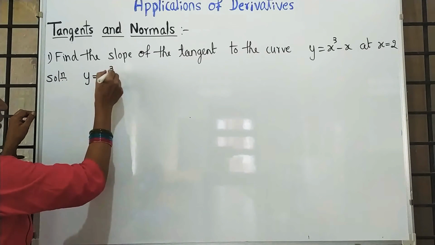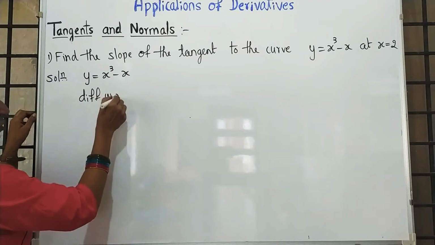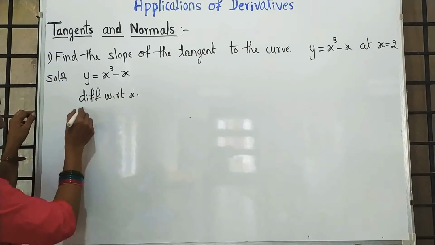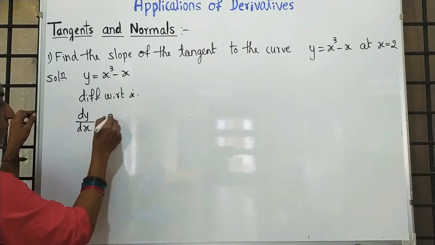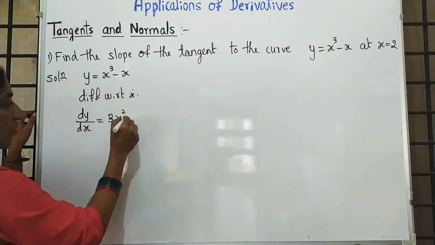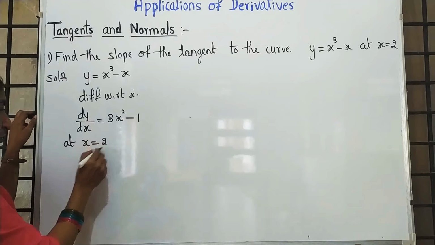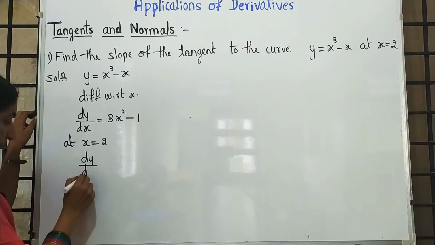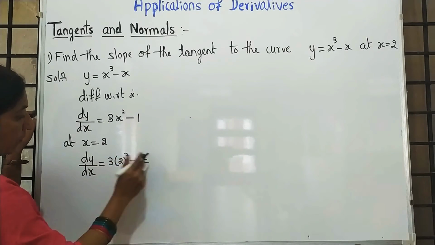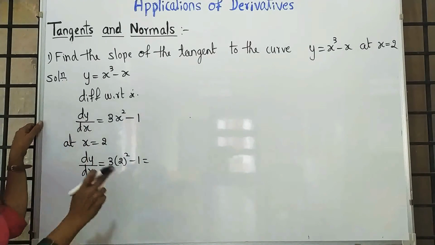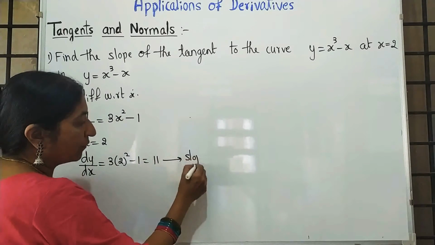Y is equal to x cube minus x, differentiating with respect to x, dy upon dx is 3x square, differentiation of x is 1, with the minus sign, at x is equal to 2. dy upon dx is 3 into 2 square minus 1. 2 square is 4, 4 threes are 12, 12 minus 1 is 11. This is nothing but the slope of the tangent.